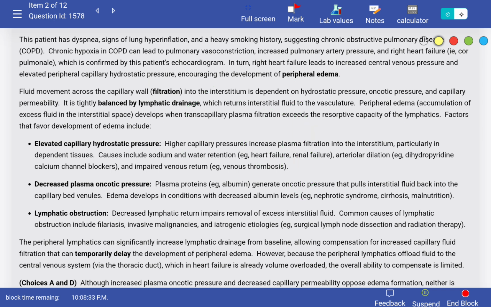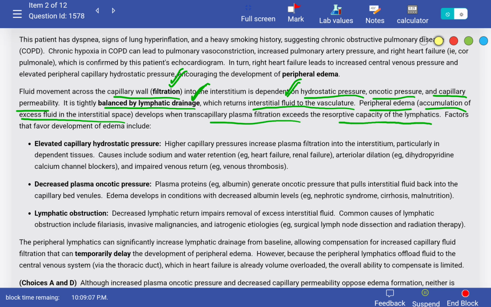So the fluid movement across the capillary wall, that is filtration into the interstitium, is dependent on hydrostatic pressure, oncotic pressure, and capillary permeability. It is tightly balanced by lymphatic drainage, that will push against these forces, which returns interstitial fluid to the vasculature, to the vessels. Peripheral edema, that is accumulation of excess fluid in the interstitial space, develops when transcapillary plasma filtration exceeds the resorptive capacity of the lymphatics.